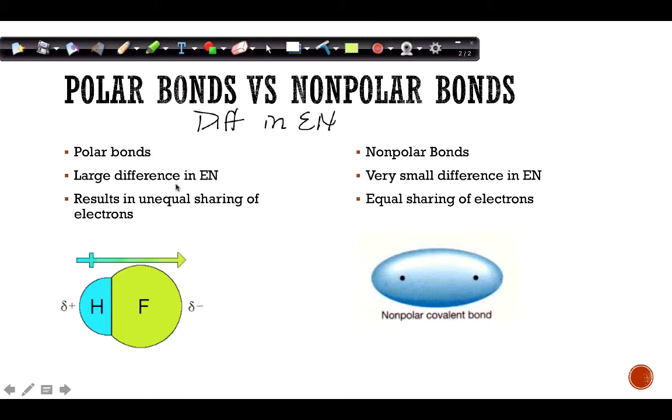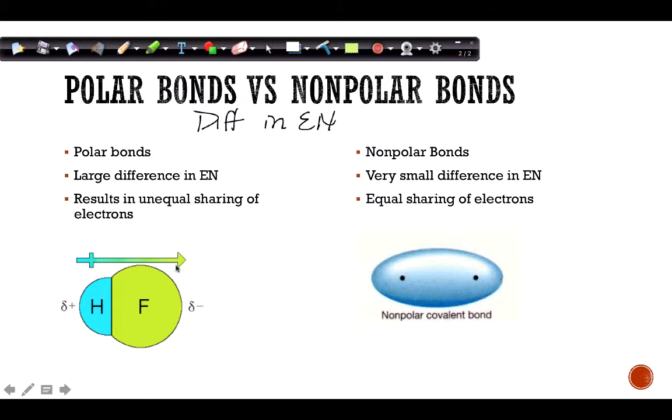So the higher the difference, the more polar the bond. The electronegativity is the ability of the atom to pull electrons towards itself when it bonds. So if it's able to pull the electrons more towards itself, it ends up creating this negative end and a partial positive end on the other side of the bond. So it's an unequal sharing of electrons because one is more electronegative. It pulls the electrons closer to it.